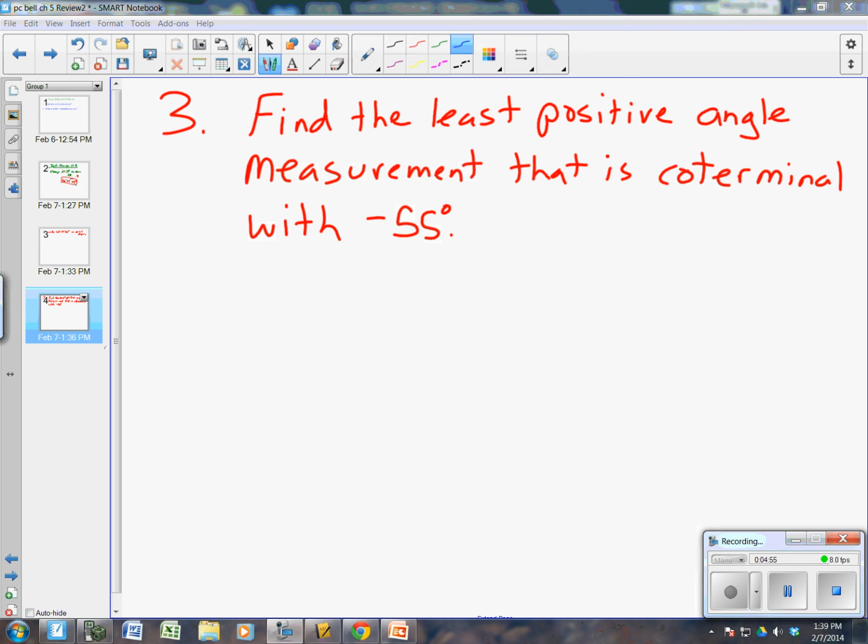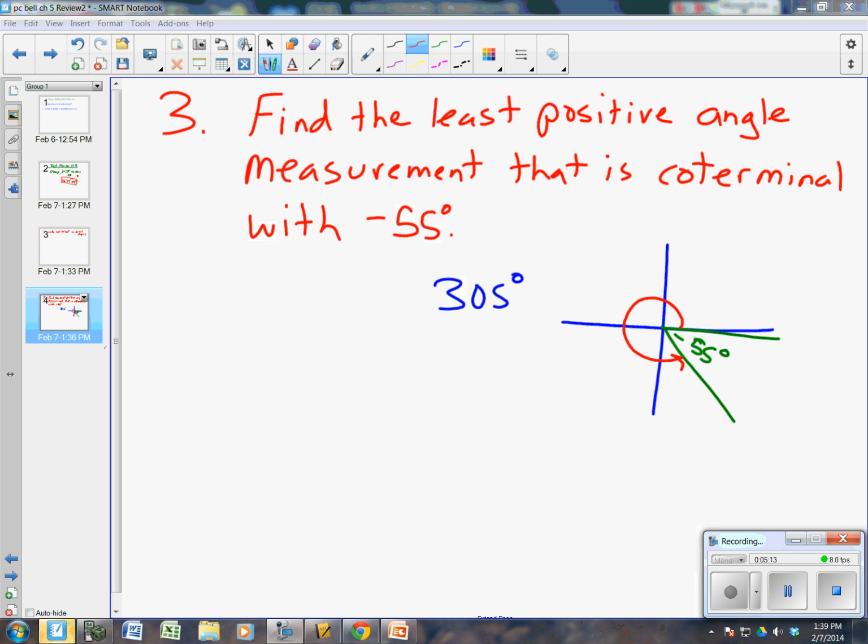You have the correct answer. It's 305 degrees. Angles that are coterminal, let me just show you. Negative 55 degrees is going to be about down in here somewhere. A coterminal angle to it that's the least positive would be turned in the positive direction around there, so it has the same terminal side. To go that direction and get to there, it's 360 minus the 55, which is 305 degrees. So that's the answer right there.